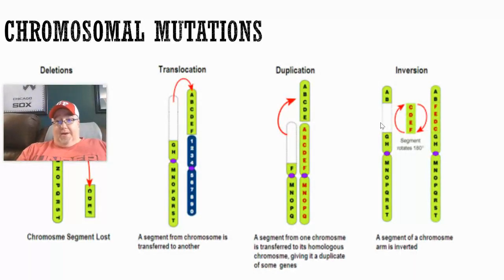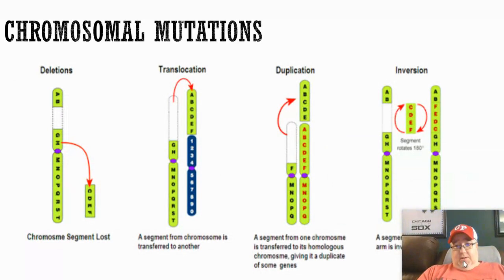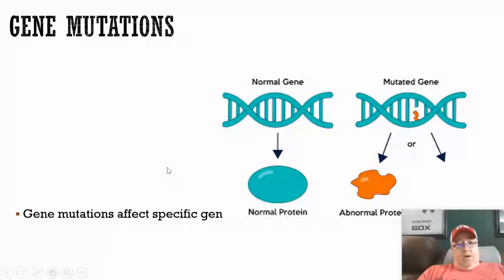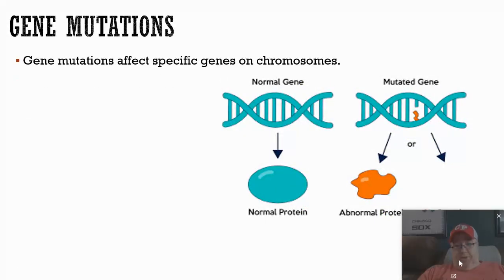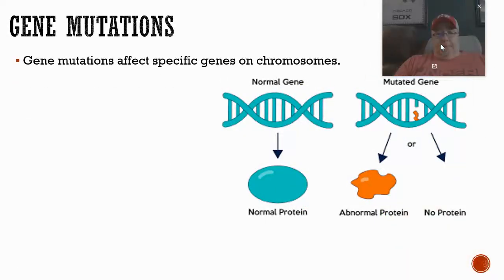It's kind of like if you're reading a recipe and all the words were flipped upside down or backwards. So you can probably see how proteins can get built incorrectly if that occurs. So chromosomal mutations. All right. Make sure we understand the four different types. That's important. All right. Now, gene mutations are a little bit different because they only impact one gene.